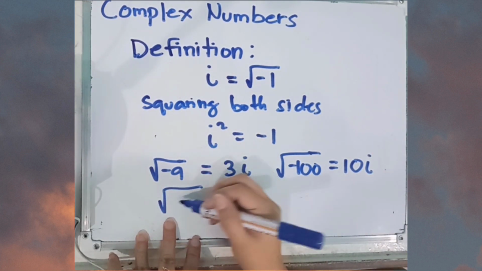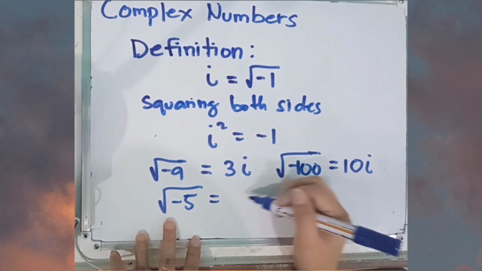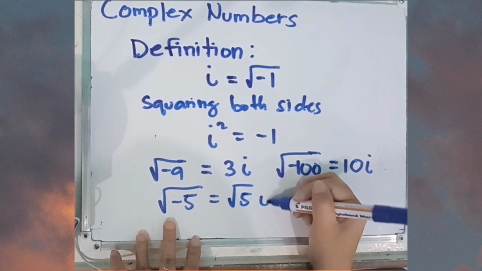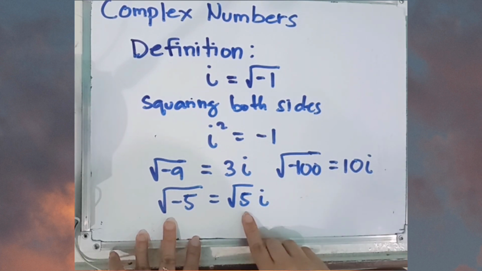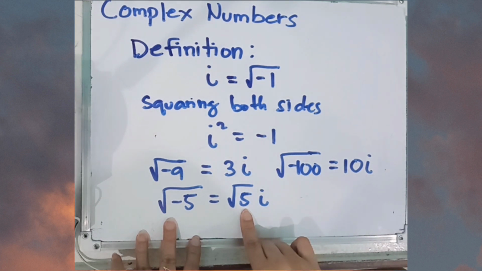And if we have the square root of -5, we can simplify that as the square root of 5 times i. The 5 will still be in the radical symbol since this is not a perfect square. We cannot find a certain number that we can square to get exactly 5.